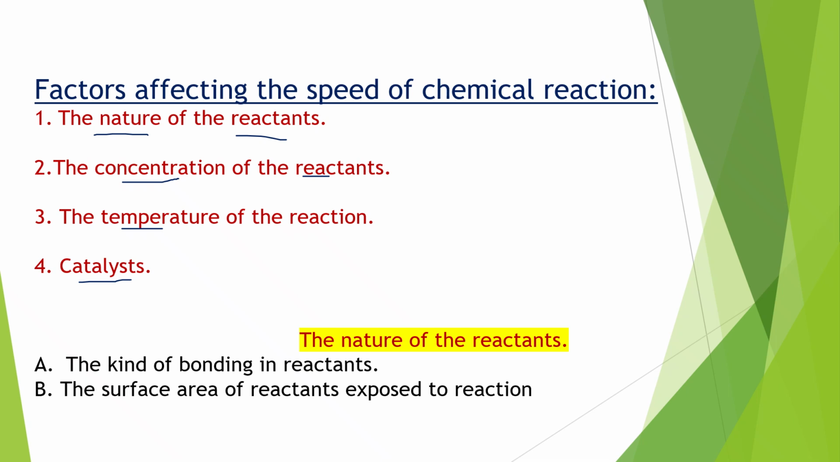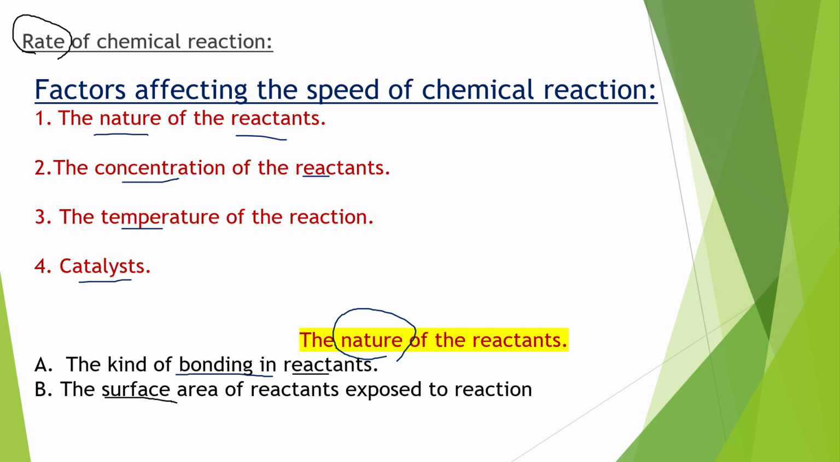And today I start with the word nature. What does it mean when I say the nature of the reactants is one of the factors which may affect the speed of the reaction? When I say the nature, I mean the bond between the reactant molecules. And as you know, the bond may be an ionic bond or even a covalent bond. On the other side, we also study the surface area exposed to the reaction. So these are the factors affecting the rate or the speed of chemical reaction: the nature, the concentration, temperature, and catalyst.